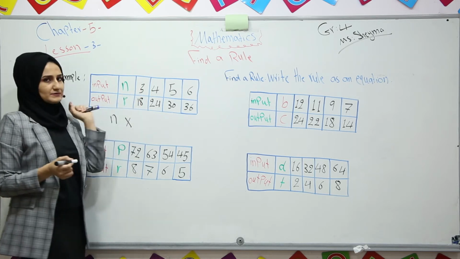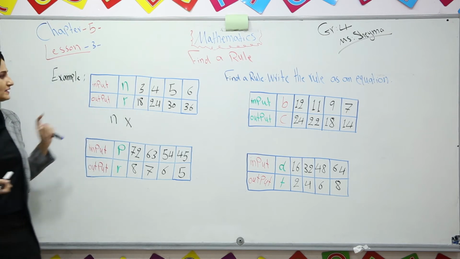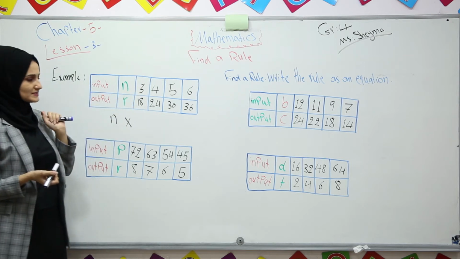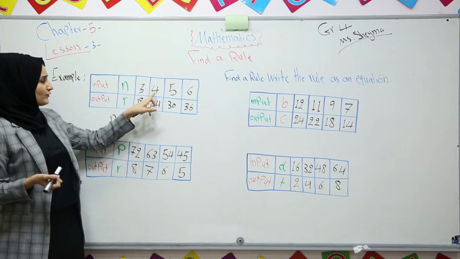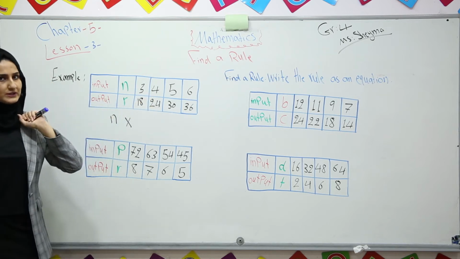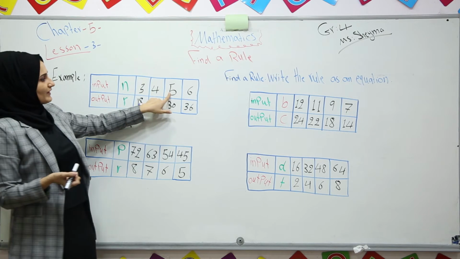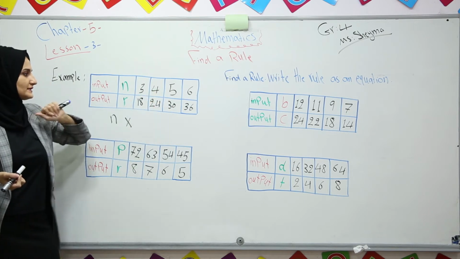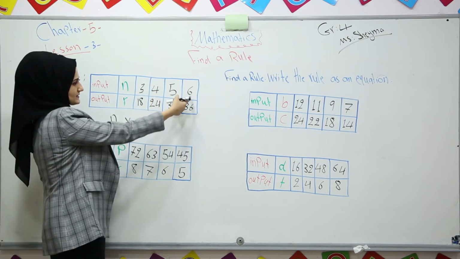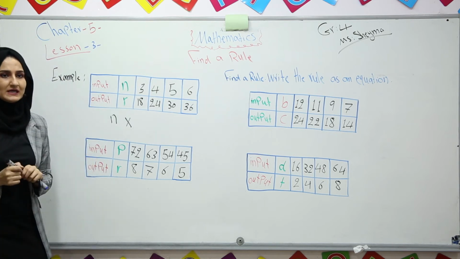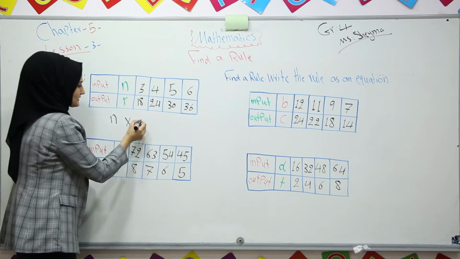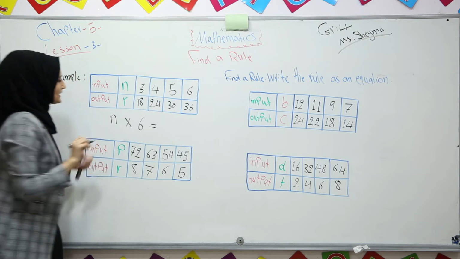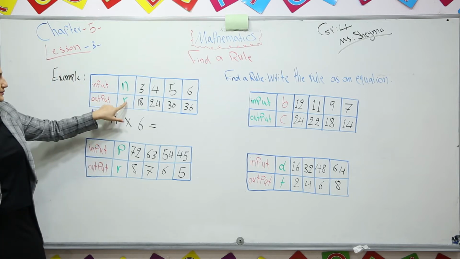I think 3 times 6 is equal to 18. That's right. 4 times 6 is equal to 24. That's right again. 5 times 6 is equal to 30. That's right again. 6 times 6 is equal to 36. So N times 6 is equal to the output number, represented by R.